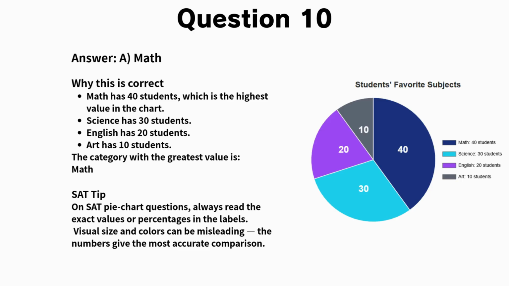This question demonstrates an important principle about pie charts. While math visually appears to take up the largest slice, you shouldn't rely solely on visual estimation. The legend provides exact numbers that confirm our conclusion. Here's a crucial SAT tip for pie chart questions. Always read the exact values or percentages in the labels or legend. Visual size and colors can be misleading, especially when slice sizes are similar or when different color schemes affect perception. The numbers give the most accurate comparison.